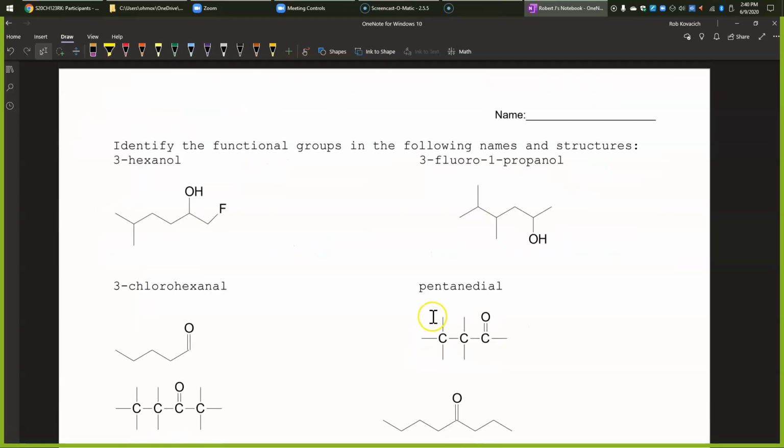Yes. All right, so we're identifying functional groups. So this one has an alcohol. This one has an alcohol and an alkyl halide. I thought the fluoro just meant like fluorine is in the structure. True. But fluorine being in the structure is an alkyl halide. Halides being the second to last column on the periodic table.